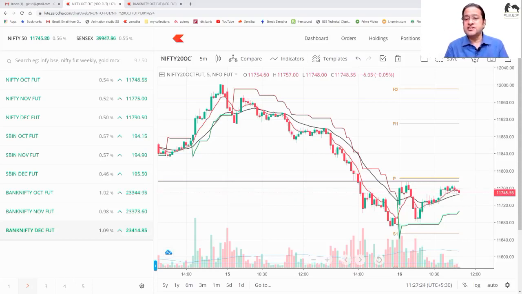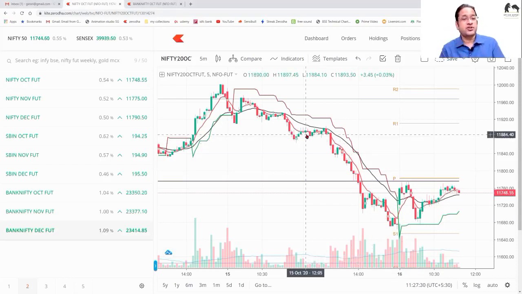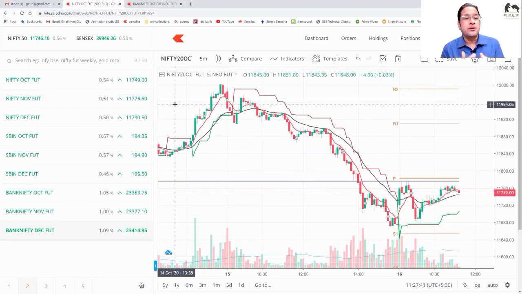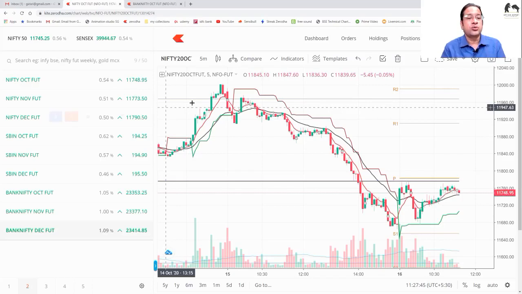I'm recording this on the 16th. We still have another 2 weeks for the contracts to close. Because the market corrected about 2.5% the previous day, as you can see, there was a huge correction, that's why there is not much of a premium. As of now, I can see about 3.5 or 4 points premium in the October futures.